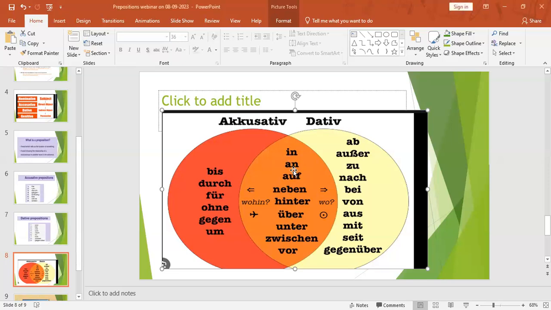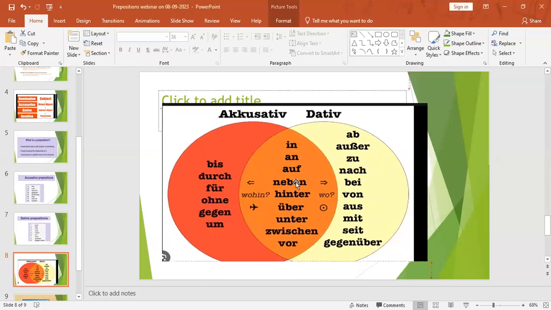Again, I'm repeating. Auf means on. Neben means near. Hinter means behind. Über means above. Unter means under. Zwischen means between. Vor means in front of. One example we are going to see. We are going to complete this webinar class with the example of two-way prepositions.